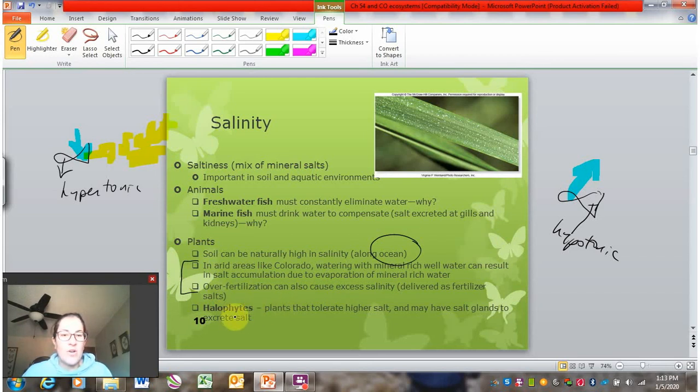And so, as I mentioned, there are some plants that can tolerate higher salt, and those are called halophytes. But for the most part, plants cannot handle it because they lose water. So just like the fish, they would lose water if it's too salty, and that's a big problem for them because they don't have any mechanisms to deal with that.